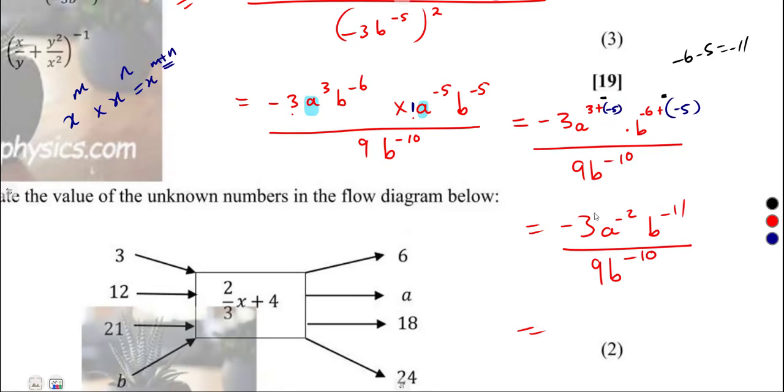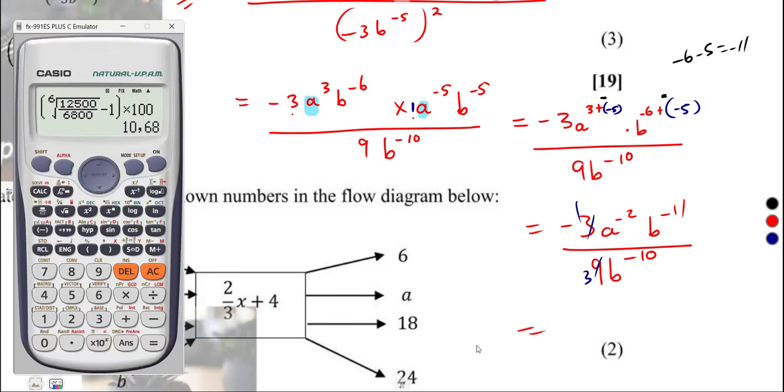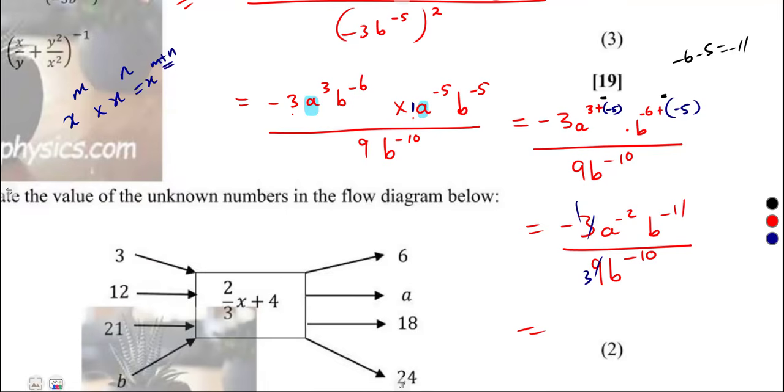Let us divide here. These numbers can simply be divided, guys, all right? 3 into 3, that is 1, into 9, that is 3, or you can even use a calculator to just evaluate that, guys. Minus 3 over 9 is going to give us minus 1 over 3. Then a is going to be on its own like this.